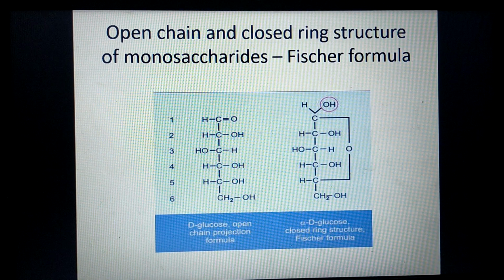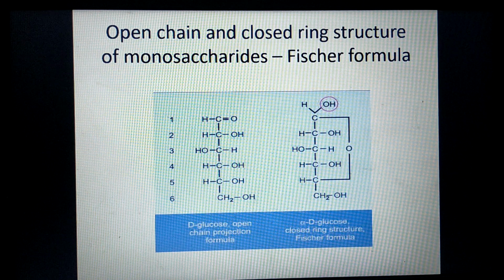Now we will see in short about the various structures of monosaccharides. On the left, you are seeing the open chain structure of glucose. Here, glucose is called D-glucose or dextrose. This is because the OH group on the fifth carbon is present on the right side. Now, what is the importance of this fifth carbon? This fifth carbon is called the reference carbon in case of hexoses.